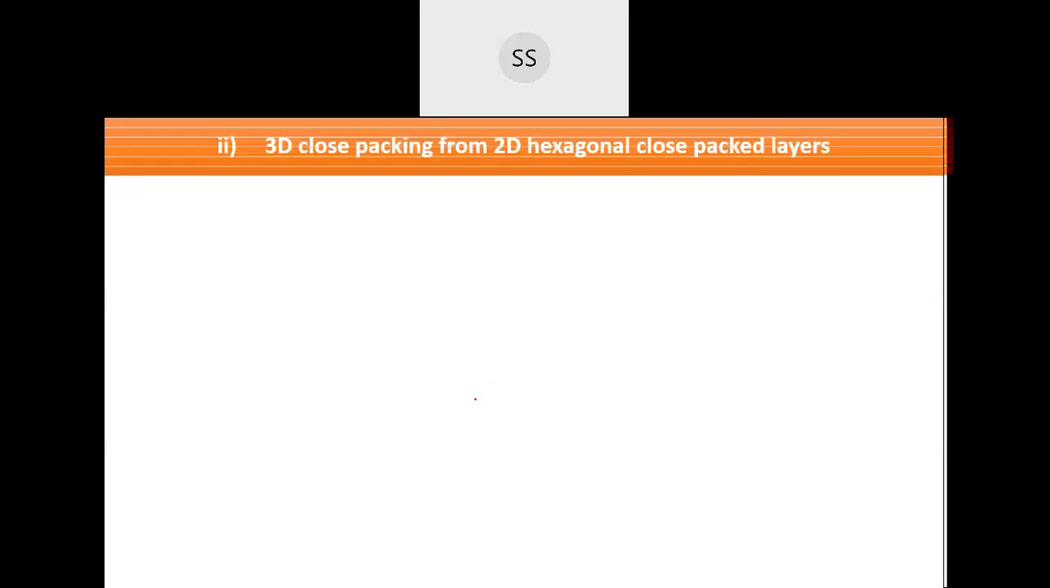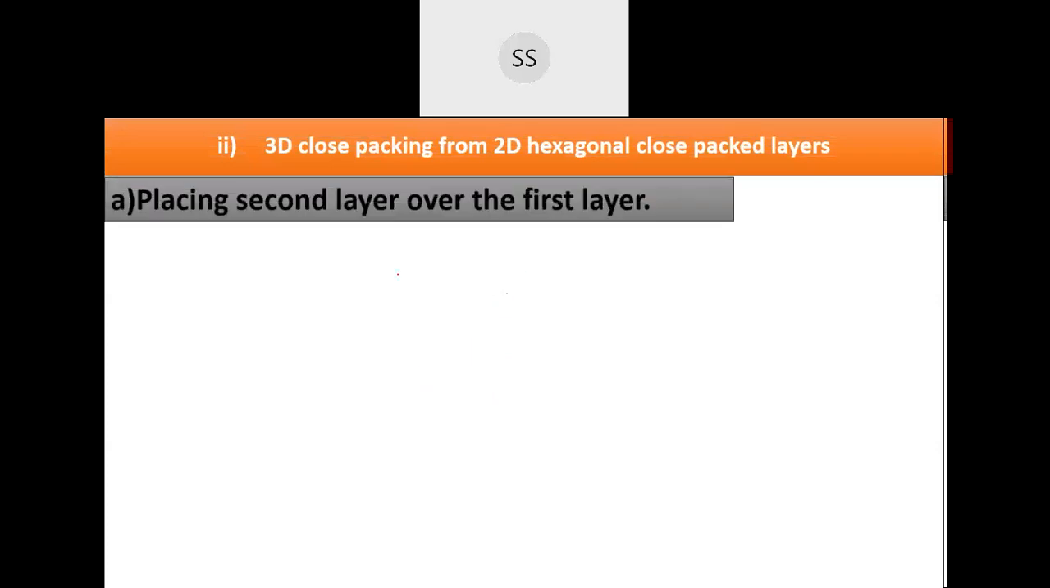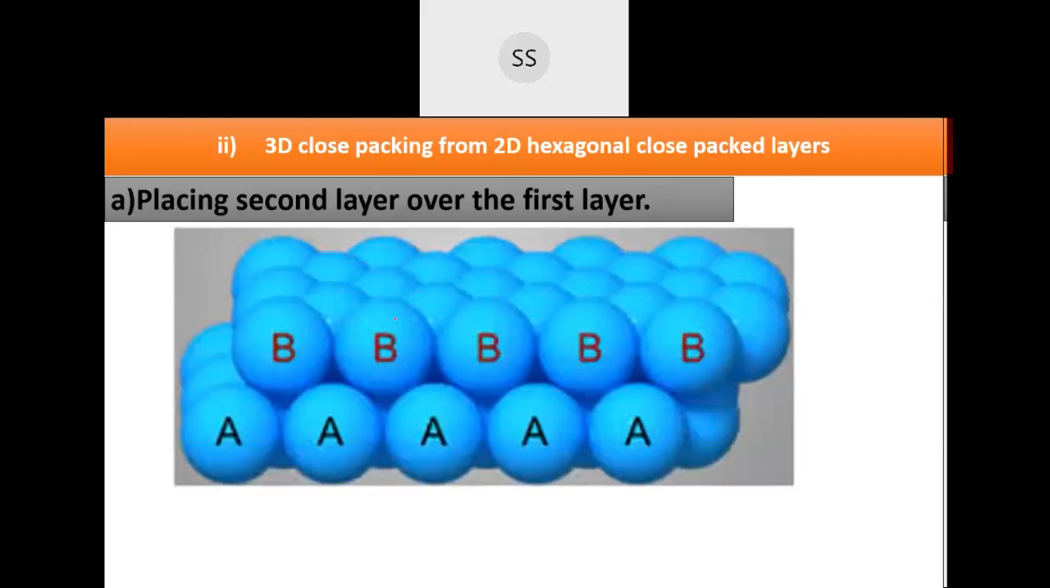I'll quickly revise what we have done in the last class, then we can continue. If you remember, we were doing the three-dimensional structure using 2D hexagonal close packing, correct? So we were placing the second layer, and then on the second layer we placed the third layer also, which gives you the three-dimensional structure. So let's start with that first.